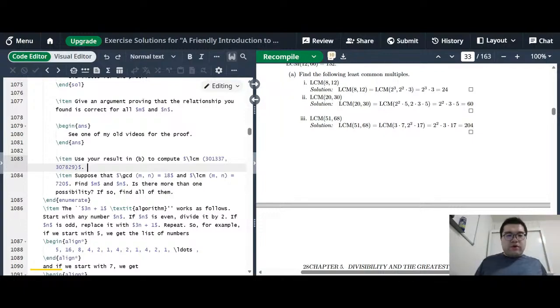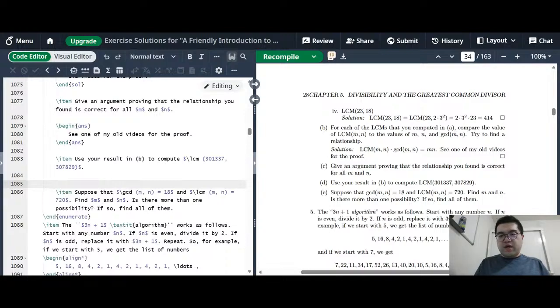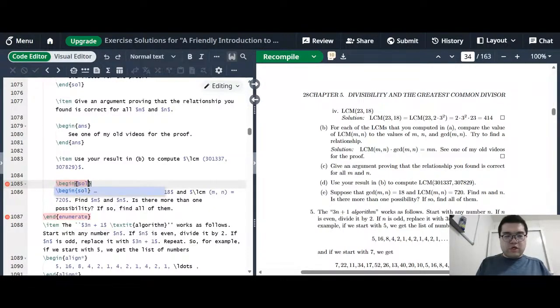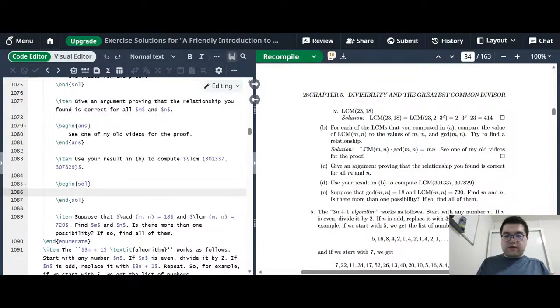Okay, so we're now going to use this new result from part B, which is LCM times GCD is equal to the product of the two original numbers, and we're going to use the Euclidean algorithm to find out what the GCD is, so that now we can find out the LCM with the given m, given n, and the GCD that we found. Okay, here we go. So solution. Let's see.